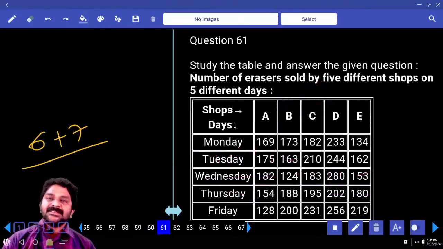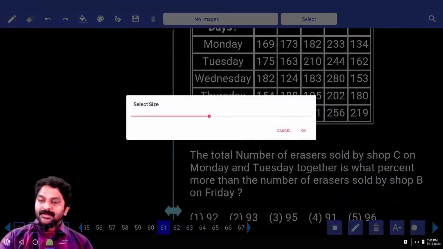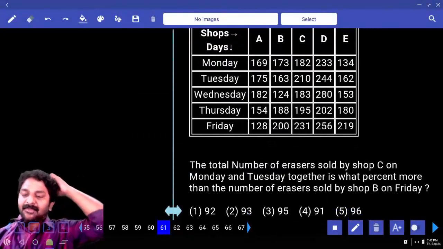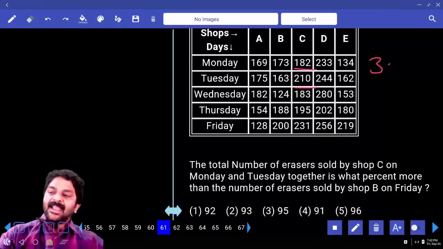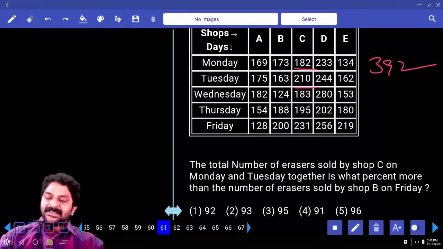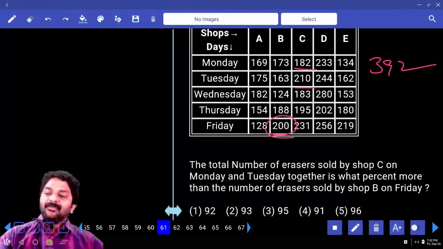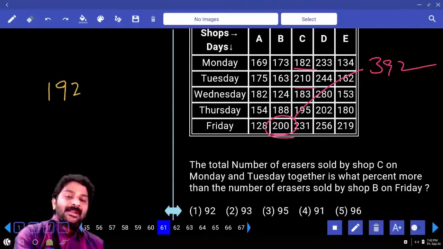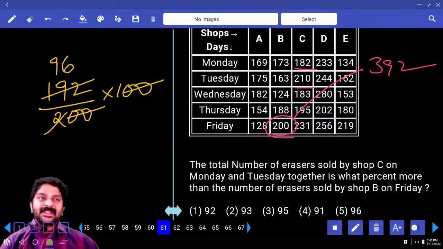Right, 61 onwards. Table form analysis. Next. Total number of erasers sold by shop C on Monday and Tuesday. That is 392. Is what percentage more than the number of erasers sold by shop B on Friday? B on Friday 200. With respect to 200, 392 is definitely more only. How much more? 192. With respect to 200, percentage, two zeros cancel, 96 times. Fifth option answer.